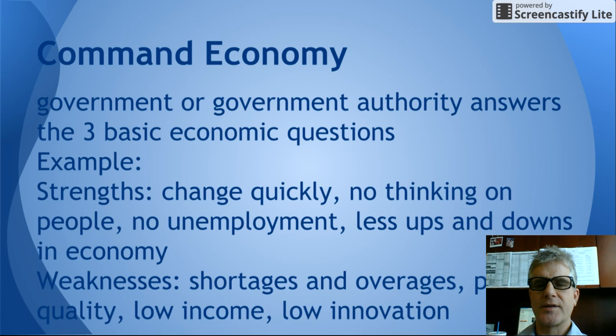Weaknesses is there's shortages and overages. One time there was like 1 million more left shoes than right shoes. There's very, very poor quality of products. There's low income. It's the lowest, but it's above traditional, but it's very low. Low innovation, very bad quality, and just lots of shortages, lots of overages.